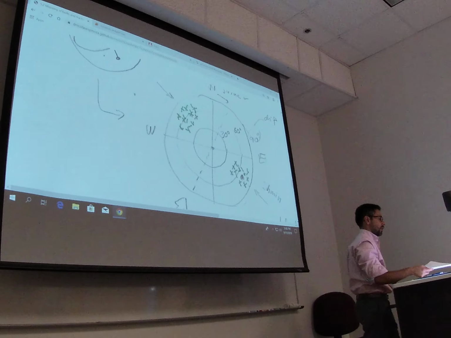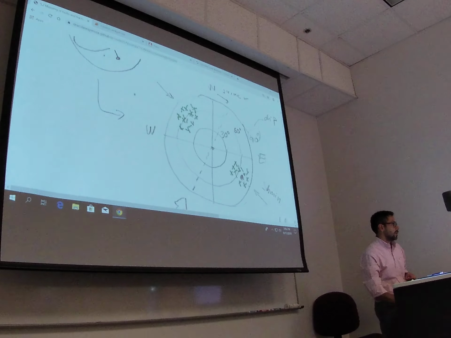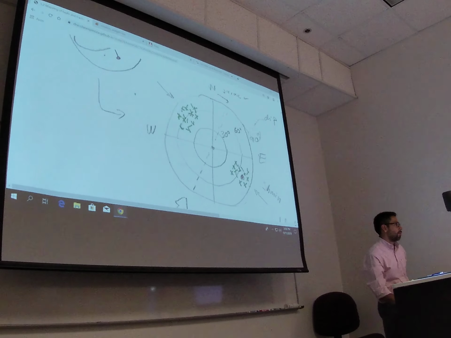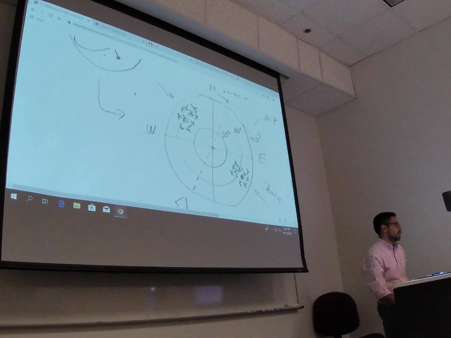Can you show us again how you measure the strike? The strike, so connect this point with that point, right? You go 90 degrees in this direction and you get this line. Yes. That's the direction of strike.